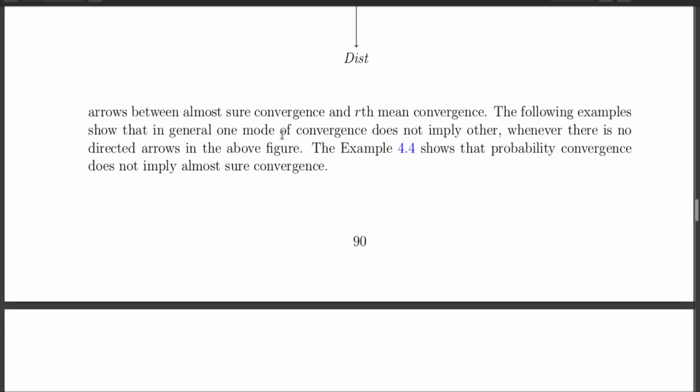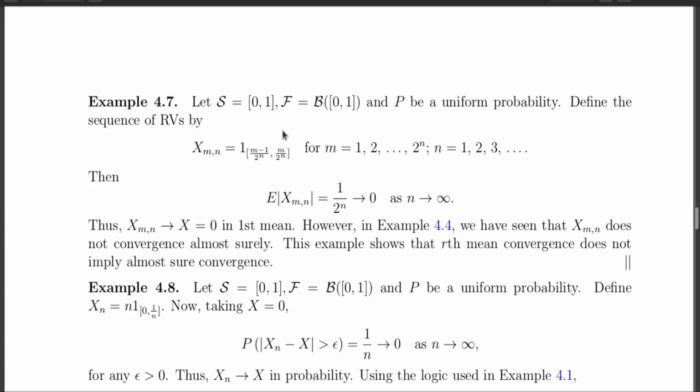Now let us see some examples which show that one mode of convergence does not imply another mode of convergence. For example, the first one shows that first mean convergence does not imply almost sure convergence. In this example we have the same sequence of random variables as in example 4.4, and we have shown that Xmn converges to 0 in probability, but Xmn does not converge to 0 almost surely. That we have seen in example 4.4.